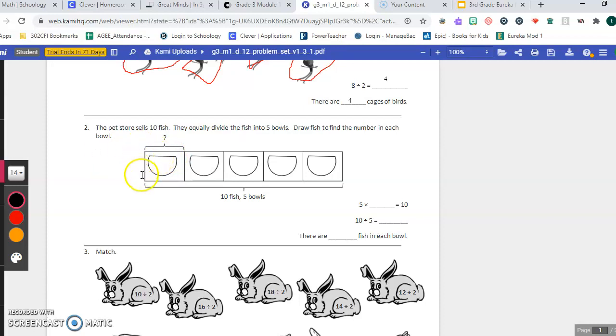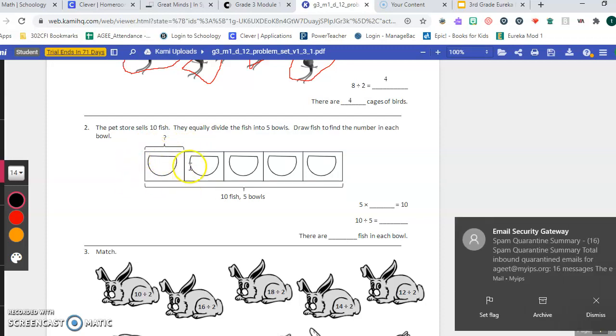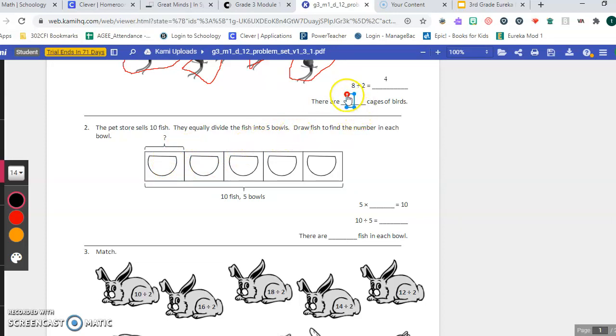And so if you see the tape diagram here, it represents the total number of fish. That's why they put 10 fish. And they also outlined 5 bowls. So each one of the units here is the group. The group is the bowl, and there are 5 groups. So they're giving you the total number of groups. In the problem before, you were trying to find the groups. They gave you the size of each group.